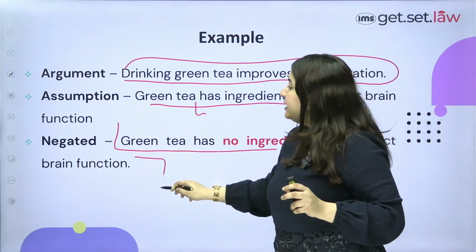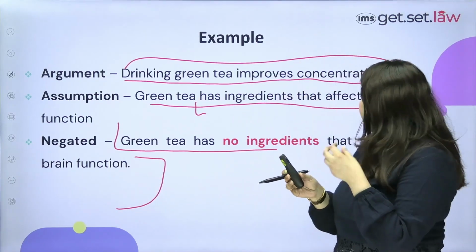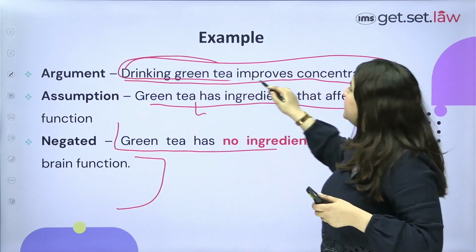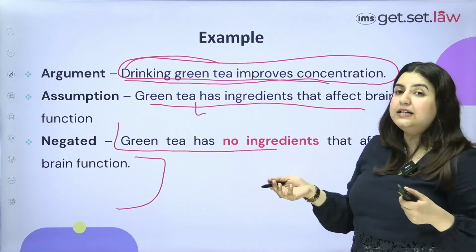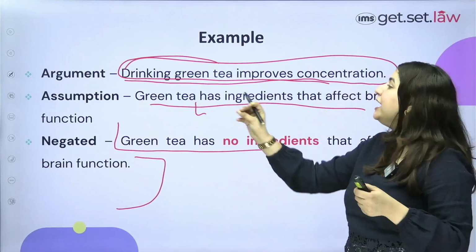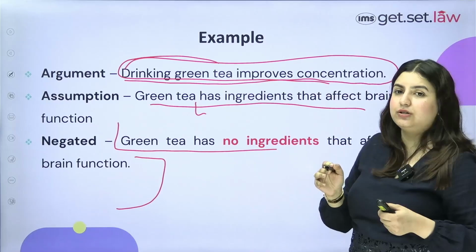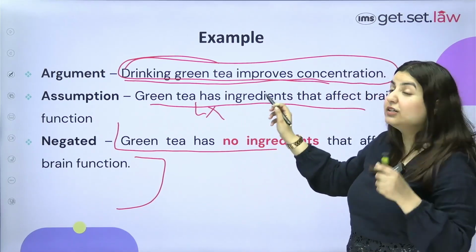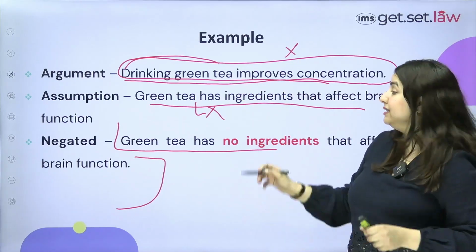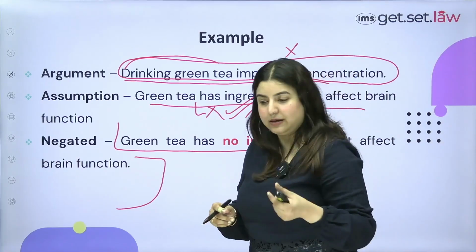Now understand, if this were really the case, that green tea has no ingredients that affect brain function, will you really make this argument in the first place? You're already saying explicitly green tea has nothing in it that affects brain function. Then why will you even write the statement in the first place that drinking green tea improves concentration? When you negate your assumption, the correct assumption, and the argument also falls apart, this actually means that this assumption is correct. So this is the utility of an assumption negation technique.